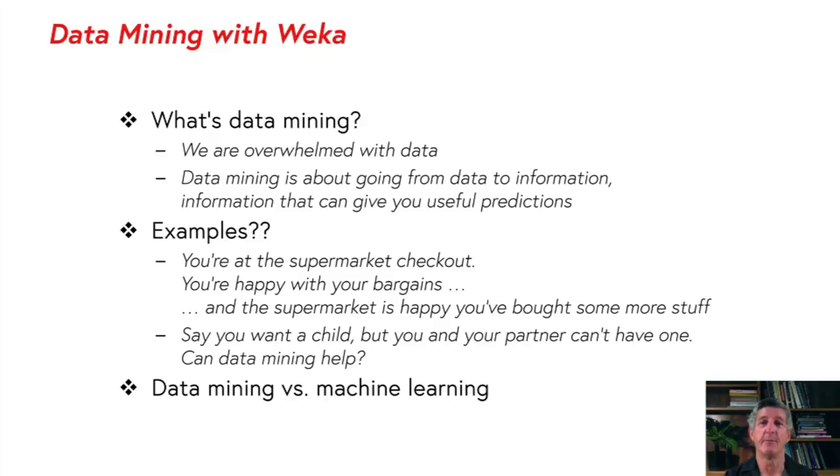Let me give you an example. You're at the supermarket checkout. The till records every item you've bought. And at the end, you hand over your loyalty card and they give you a couple of percent off, and you give them your name and address and indirectly access to all sorts of demographic information about you and people like you.